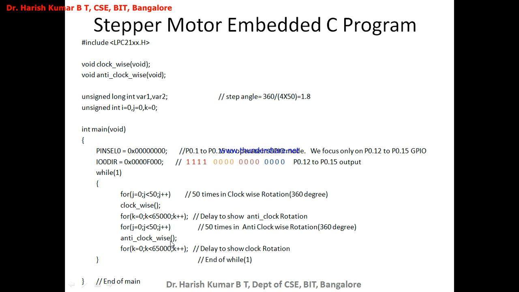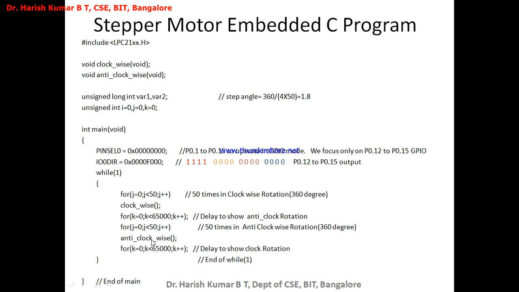Now the anti-clockwise function I'm calling. How many times am I calling? 50 times. Every time this anti-clockwise function is called, how many steps will the stepper motor rotate? 4 steps it will rotate. And every time it rotates one step, 1.8 degrees is the angle covered, 1.8 into 4, 7.2 degree.